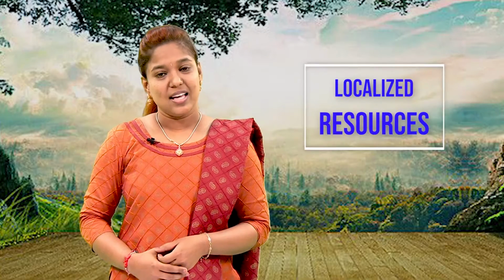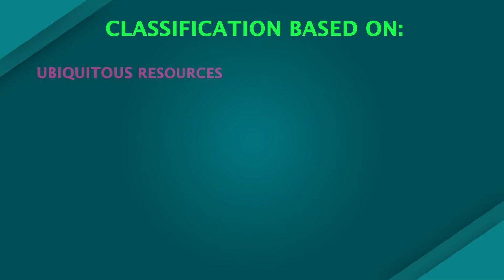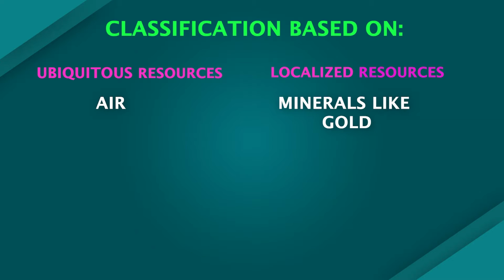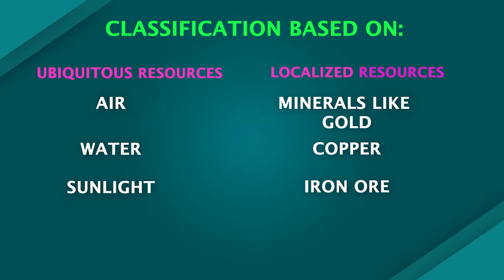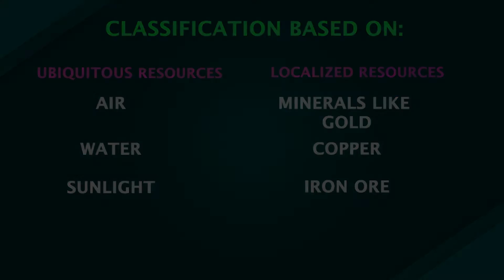So, students, in the beginning you had listed out some of the resources. Now, can you classify them into ubiquitous resources and localized resources? Yes, ma'am. Classification based on ubiquitous resources and localized resources. Air, minerals like gold, water, copper, sunlight, iron ore. Yes, very good. Students, you have understood what are ubiquitous and localized resources.